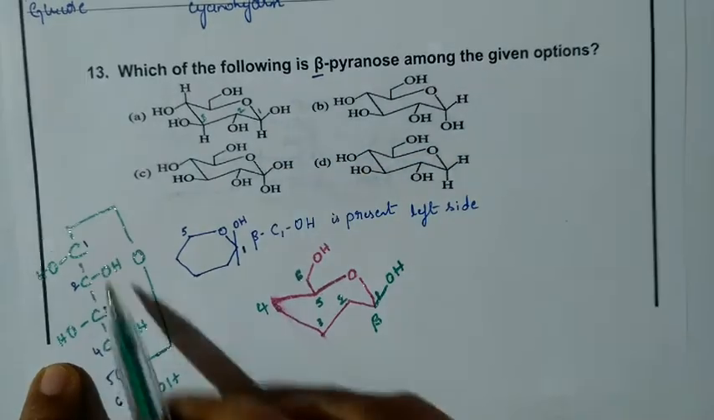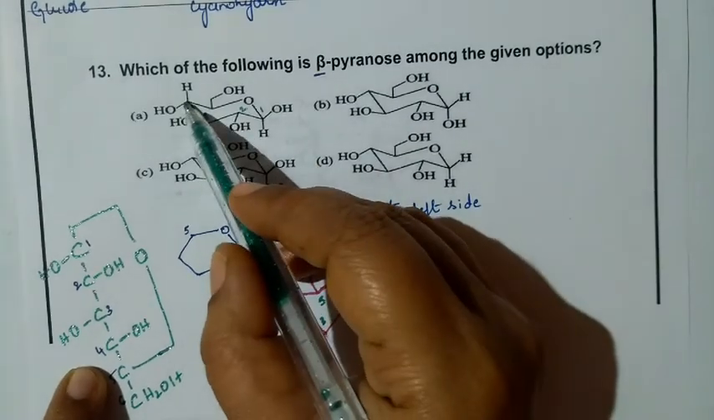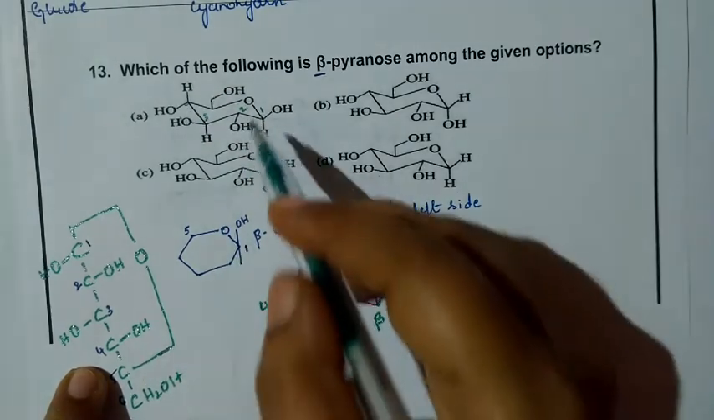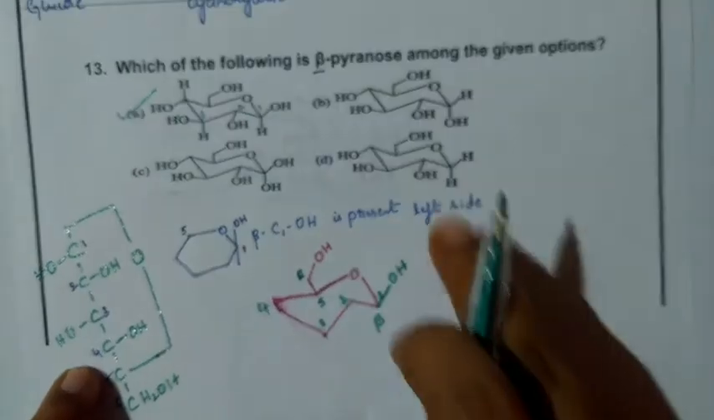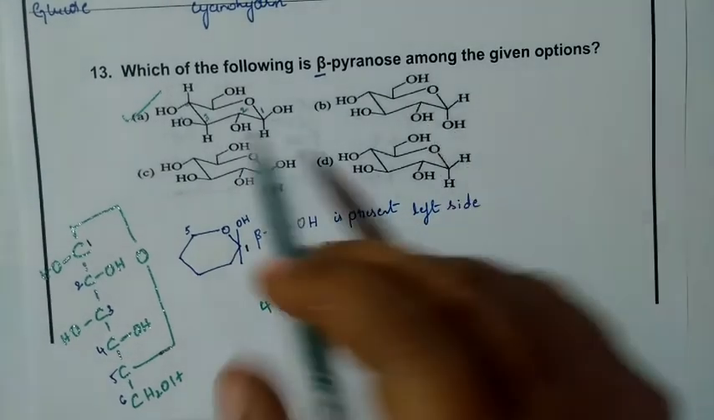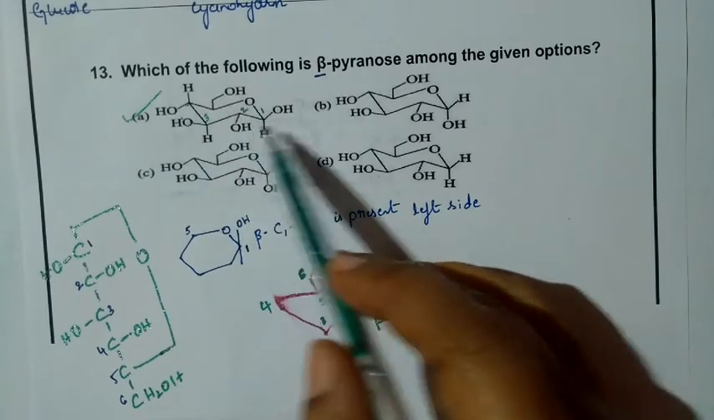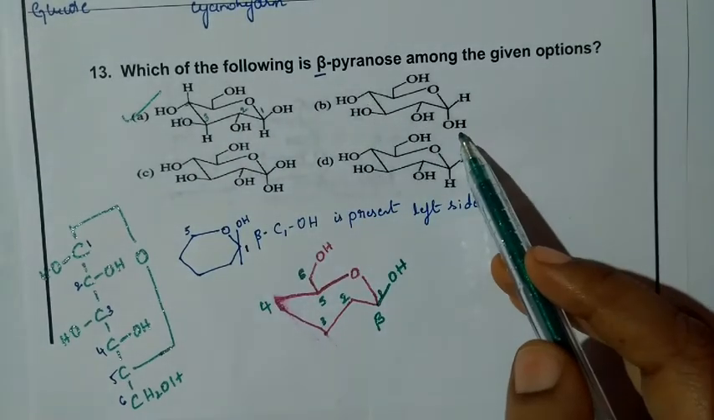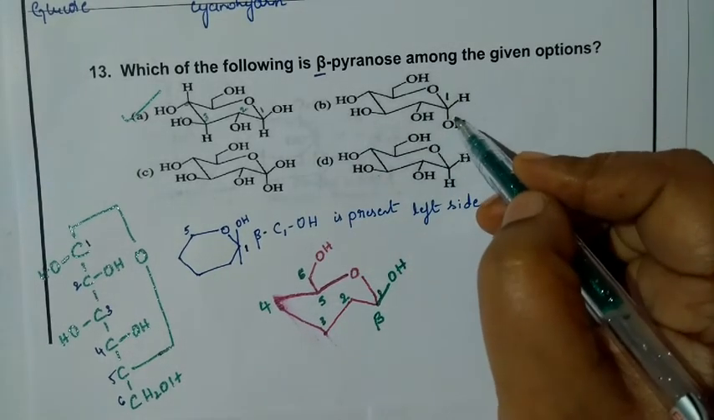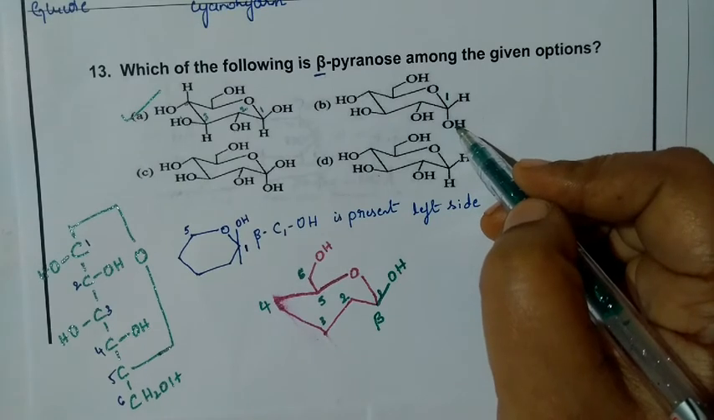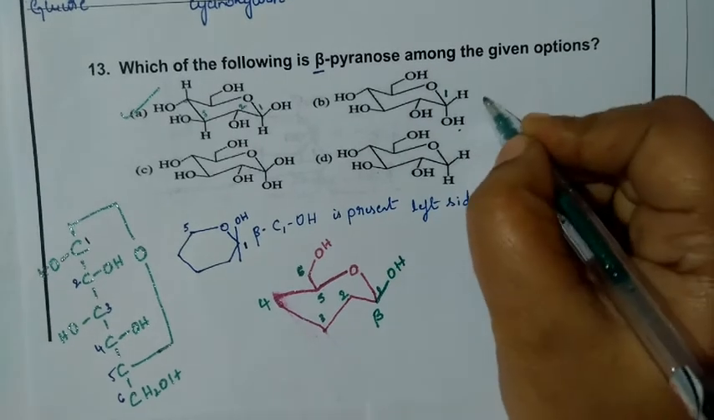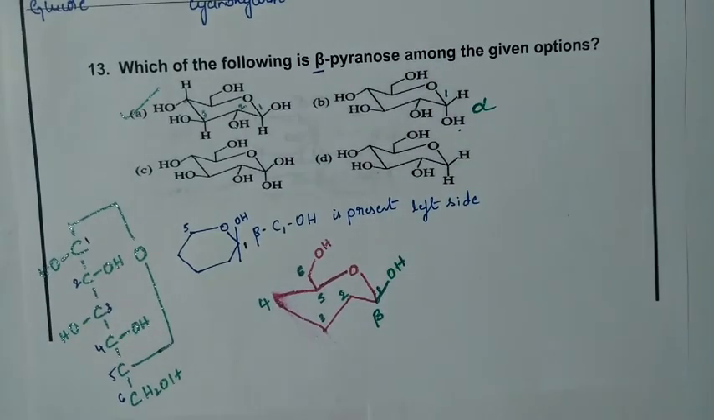What about the second and fourth? Second is down, fourth is also downward. H is above. So this is our beta pyranose. The next structures you can analyze like that only. The OH groups are given as they are, but here the first carbon OH is downward. That means OH is present on the right side of the first carbon atom. That means it is an alpha pyranose structure.